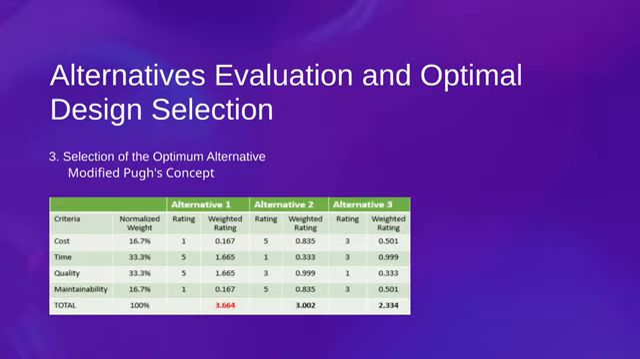Next, we can also use the modified Pugh concept. Okay, so we have the normalized weight and we have the numerical rating of each alternative, and we calculate the weighted rating, which is to multiply the rating of the alternative with the normalized weight. So for each design alternative, we come up with the total at the bottom, and it shows that alternative 1 actually has a higher rating than alternative 2 and alternative 3.